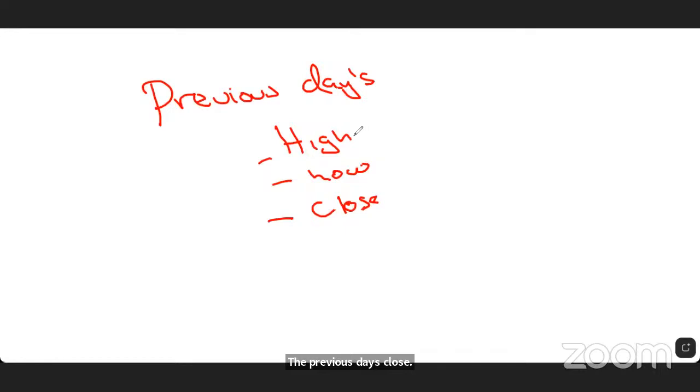Where the market went highest, the highest price. Where the market went lowest, the lowest price. And where the candle ended, the closing price. I hope by now everybody understands the three.